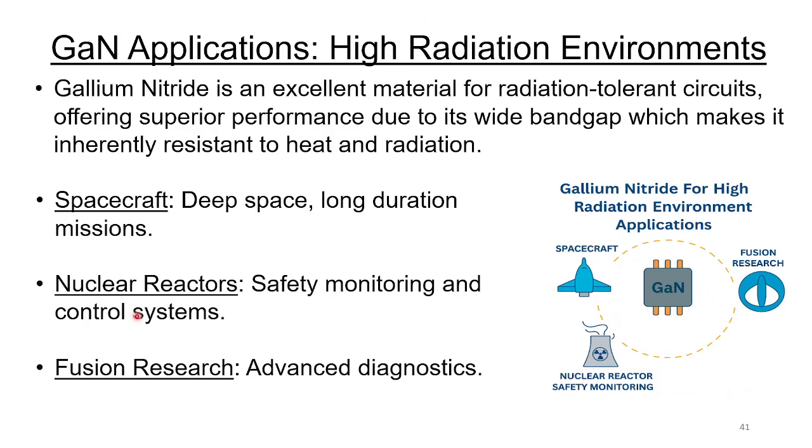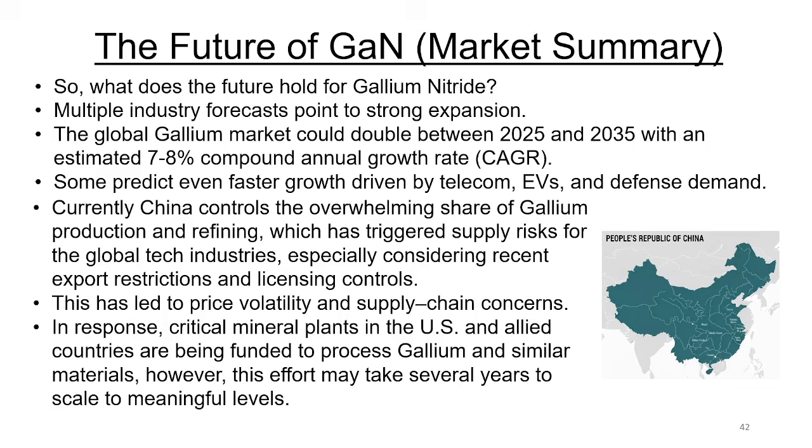So applications would be in spacecraft for deep space, long duration missions where you're going to get a lot of radiation. Maybe inside a nuclear reactor for safety monitoring and control systems. And in fusion research where gallium nitride could be used in part of the diagnostic systems.